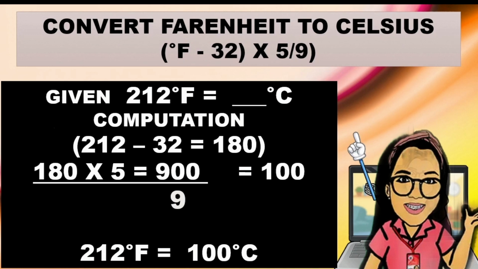Computation. 212 minus 32 is equal to 180. Then, 180 times 5 is equal to 900. Let us divide it with 9. It is equal to 100. Therefore, 212 degrees Fahrenheit is equivalent to 100 degrees Celsius.